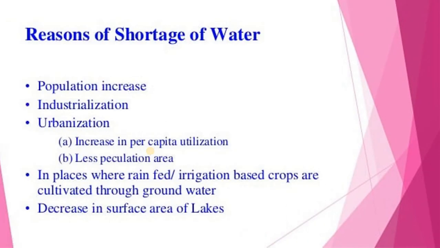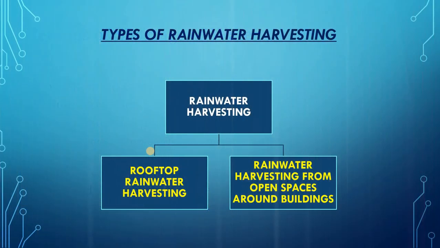Now, what are the reasons for this shortage of water? Number one, the very important reason is population increase. Number two is industrialization. Number three is urbanization. Number four, places where rain-fed or irrigation-based crops are cultivated through groundwater. And number five is the decrease in surface area of lakes.